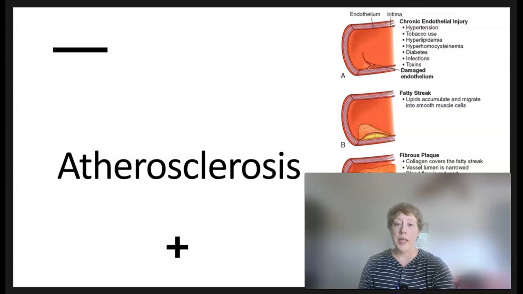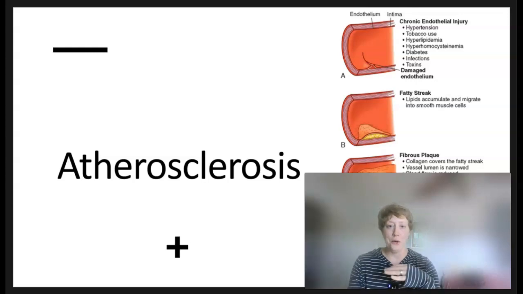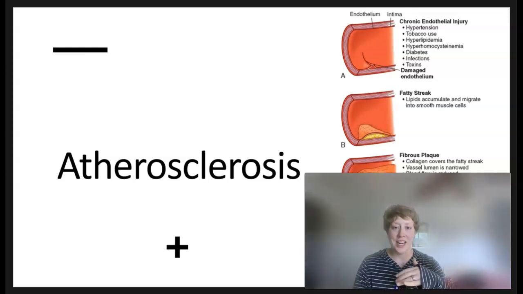All right, so we can't talk about coronary artery disease without talking about atherosclerosis, which I am going to trip up about 3 times during this presentation. I don't know what it is. It always ties my tongue.